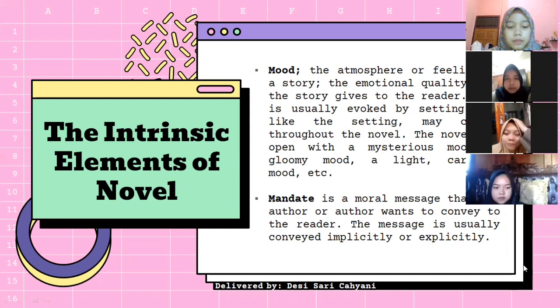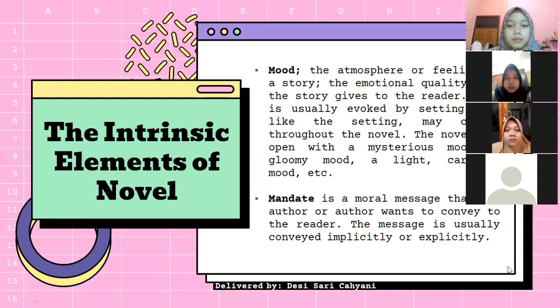Eighth, mandate. Mandate is a moral message that the author wants to convey to the reader. The message is usually conveyed implicitly or explicitly. Okay, next.